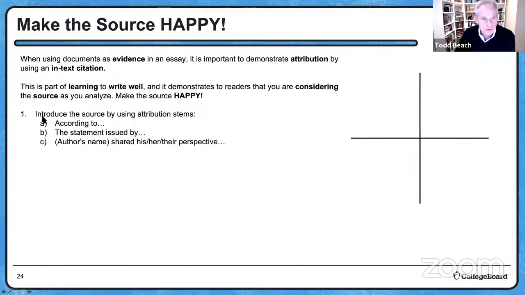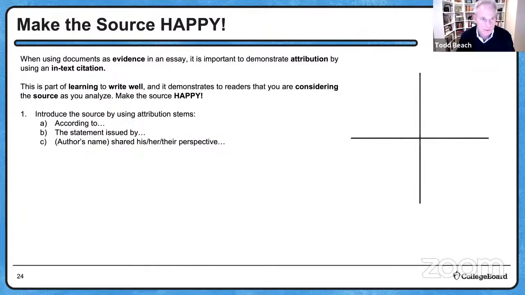As you're introducing attribution, we encourage you to use these different attribution stems, and it becomes very simple then. If you begin with a stem like "according to," or "the statement issued by," or "Galileo shared his perspective," then you get into that attribution right away. It gets your mind in this idea of, oh yeah, someone else wrote this, and what is their position on this? And what am I going to analyze as far as what they were getting at when they wrote this particular piece?